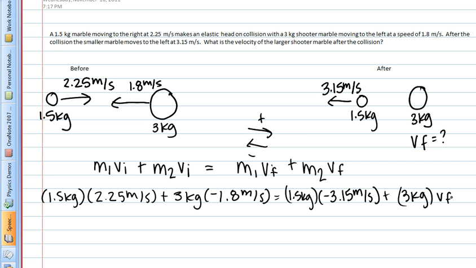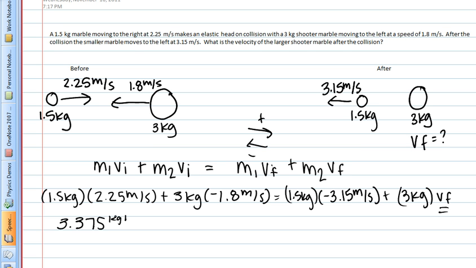When we look at this equation, it might look a little intimidating since there's lots of numbers. But we have everything except for final velocity, so it shouldn't be too terrible to solve for. Be careful of negatives when you calculate things.